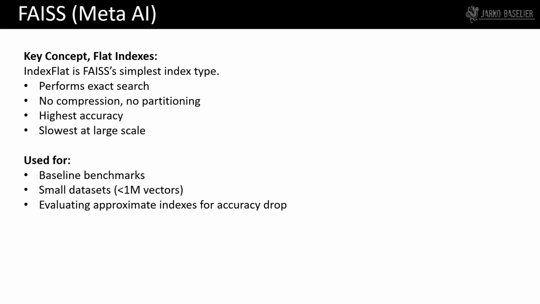The key concept for FAISS are flat indexes, and IndexFlat is FAISS' simplest index type. It performs exact search, it has no compression and no partitioning, it has the highest accuracy, and it is the slowest at large scale, but still doable. This is used for baseline benchmarks, small data sets with less than 1 million vectors, and for evaluating approximate indexes for accuracy drop.